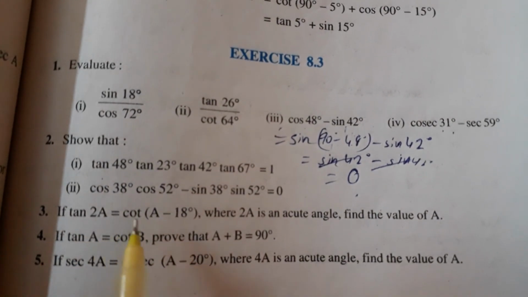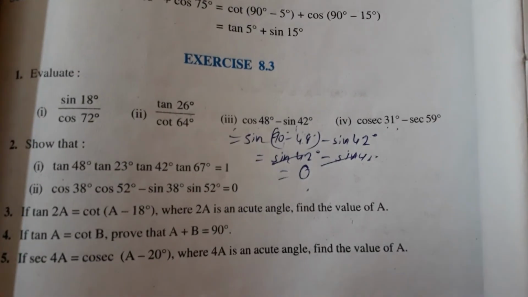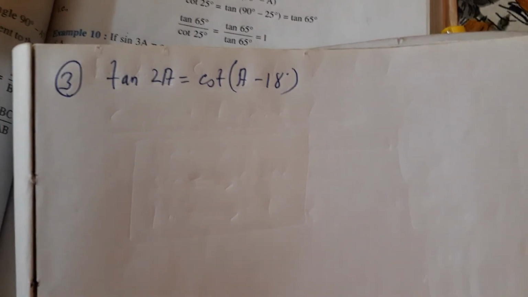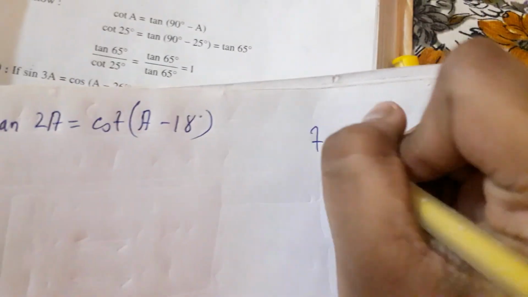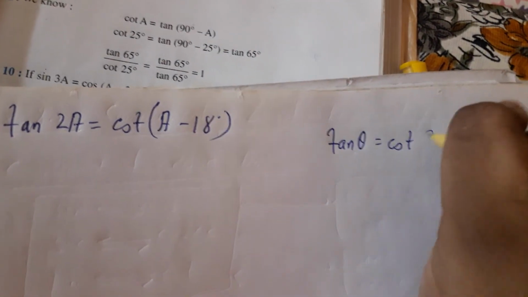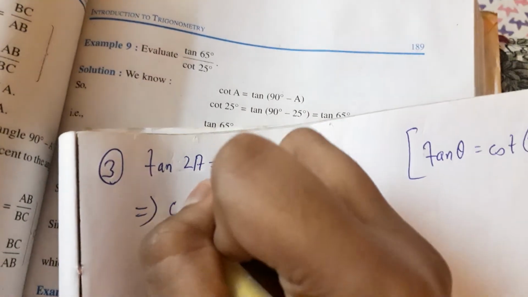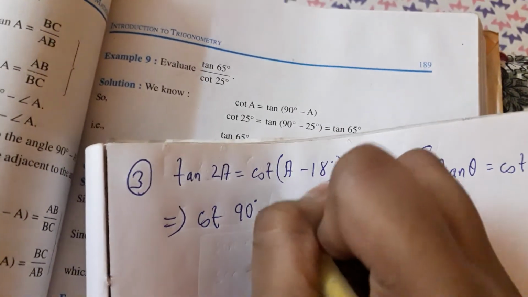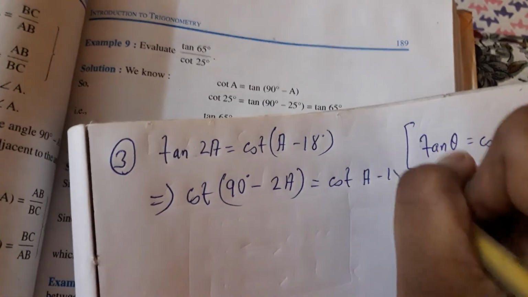If tan 2a is equals to cot a minus 18 degree, where 2a is an acute angle, find the value of a. So here you have to find the value of a. Now see, tan 2a is equals to cot a minus 18, but we know that tan theta is equals to cot 90 degree minus theta. Okay, now apply this complementary angle in here. Tan 2a will be what? Cot 90 degree minus 2a. Okay, which is equals to given a minus 18 degree.